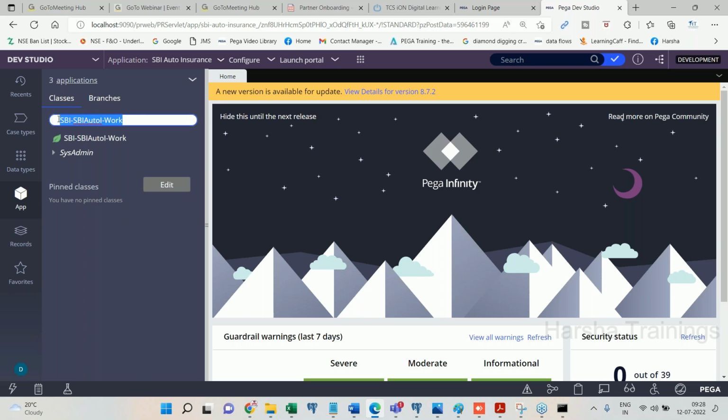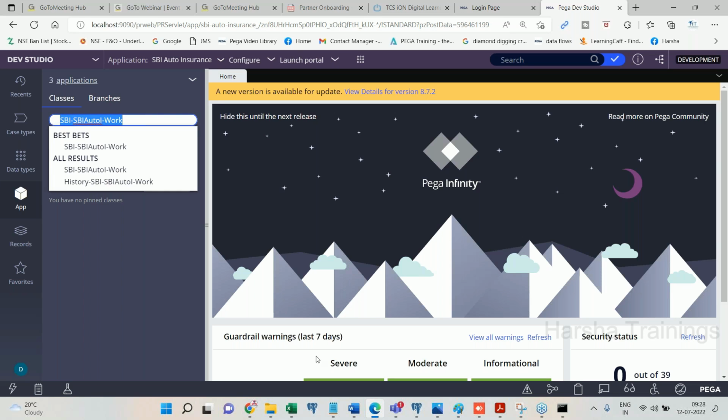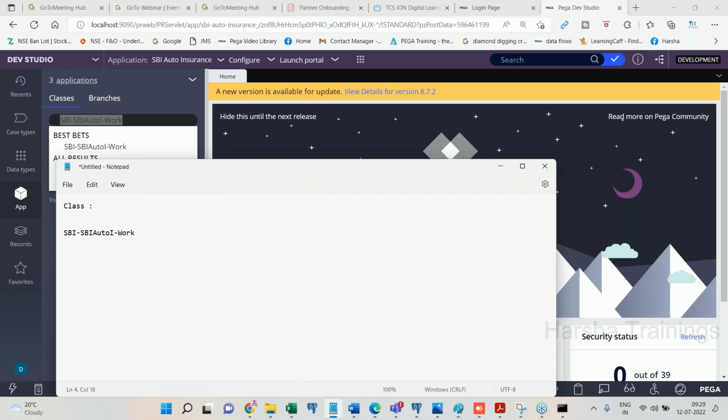Three classes have been loaded when you come here. How many classes are these? Three classes. One is SBI, the other is SBI Auto I, and the last one is Work. If you look at these three classes, is it matching with the organization structure? Organization, division, unit. Just for your better understanding, I am comparing. There is a specific name, I'll tell you. The SBI class that has been created is the organization level class. SBI Auto I is division level. I'll tell you another name for this also. Work is unit level.